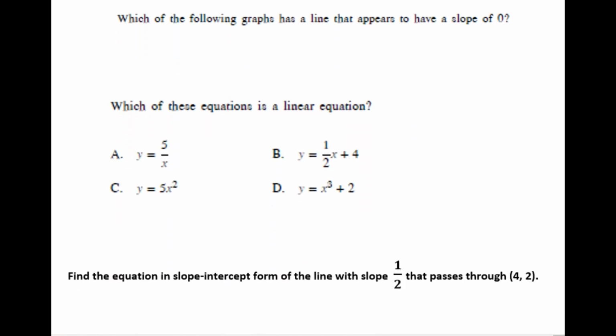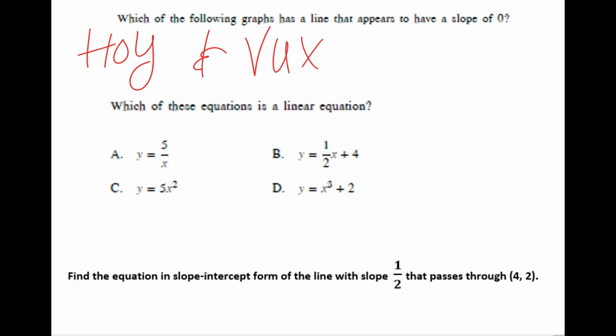O'Neal. Which of the following graphs has a line that appears to have a slope of 0? Well, we know this is HOY, and that looks like HOY, but it's HOY and VUX. And we know HOY means that it's a slope of 0 and it crosses the y-axis. And so this looks like this.